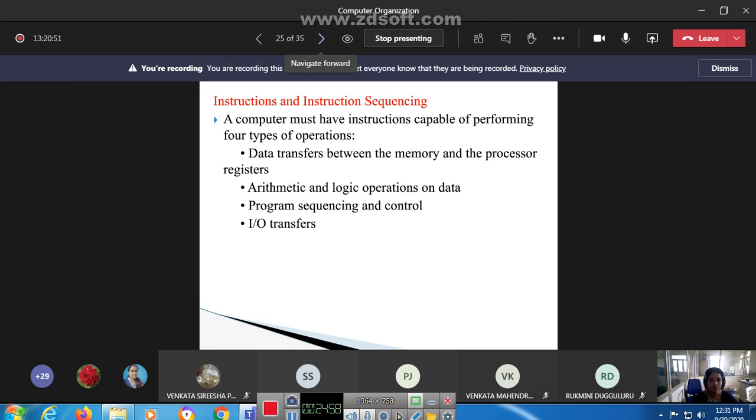So next coming to instructions and instruction sequencing. So what is meant by instruction and instruction sequencing? A computer must have instructions capable of performing 4 types of operations. Data transfer between the memory and the processor register.